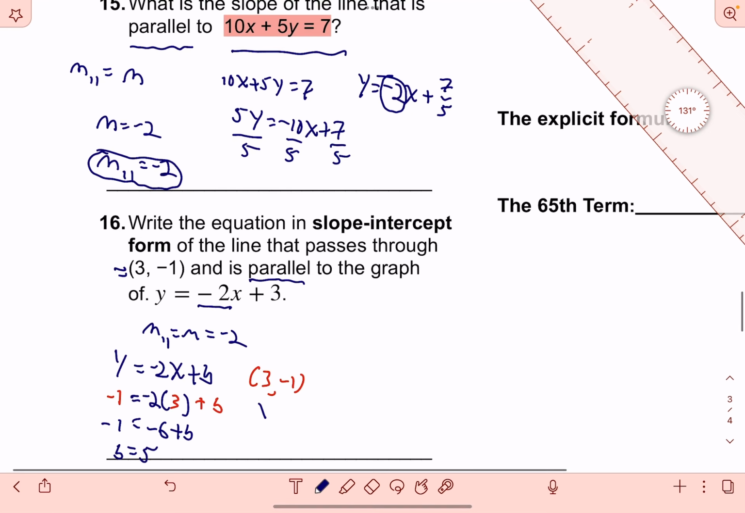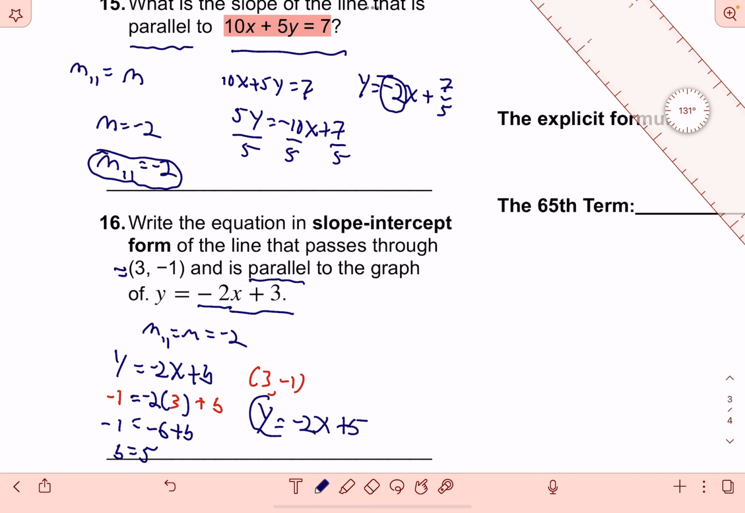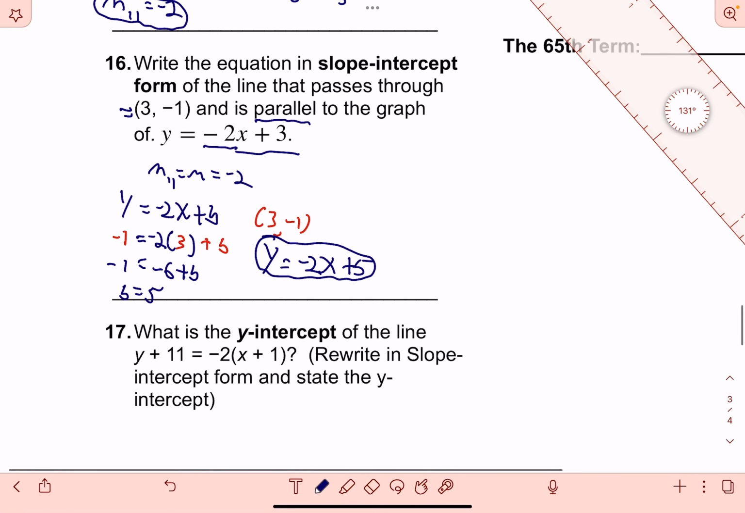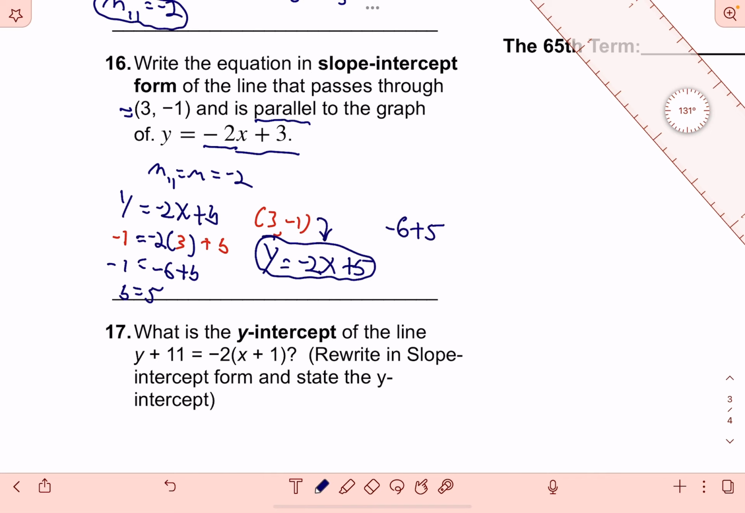So the equation of a line that's parallel to this, remember, this is the line that has to be parallel to, is going to be y equals negative 2x plus 5. Now, make sure you plug 3 in. Negative 2 times 3 gives me negative 6 plus 5. Does that equal negative 1, which is the y value? And it does. So that is the solution. That is the equation of a line that has a slope of negative 2 and passes through (3, negative 1).